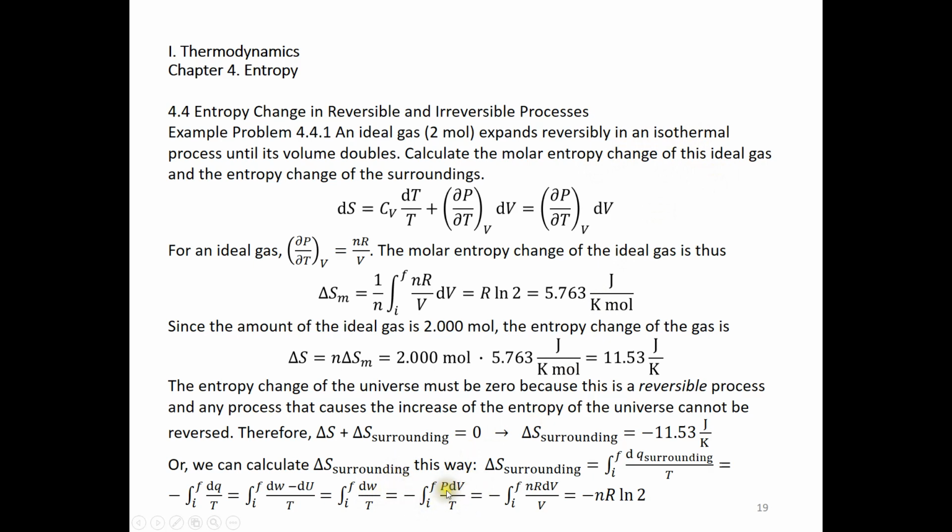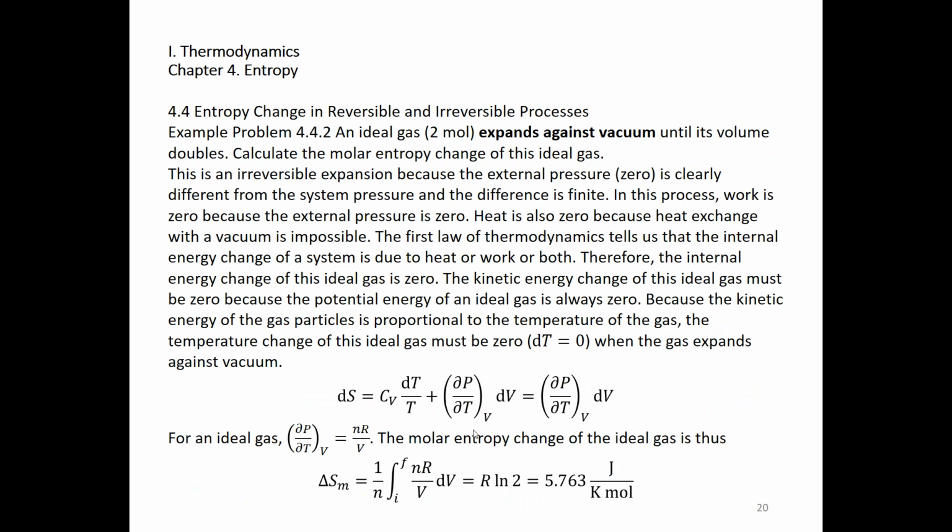So we have this, and the pressure over T is nR over V, and then we just need to integrate this. In the end, we get negative nR ln2. So over here, delta S is positive nR ln2. For the surroundings, the entropy change is negative nR ln2. The sum is 0. The entropy change of the universe is 0. That means this process can be reversed without violating the second law of thermodynamics.